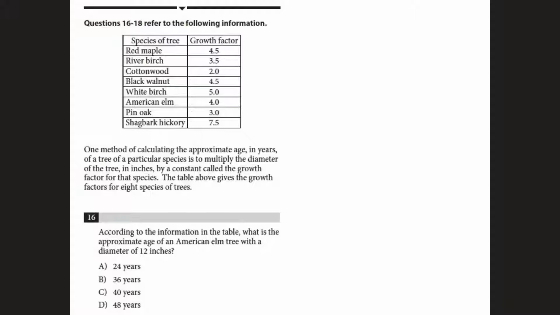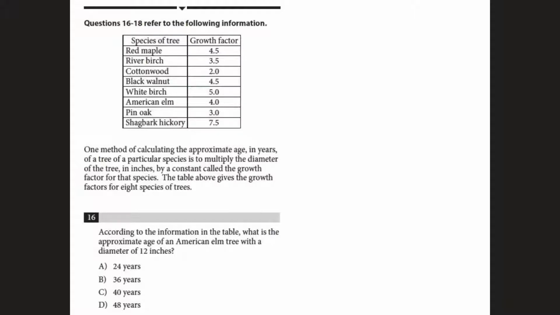All right, 16 through 18, we have this table. One method of calculating the approximate age in years of a tree of a particular species is to multiply the diameter of the tree in inches by a constant called the growth factor for that species. The table above gives the growth factors for 8 species of trees.